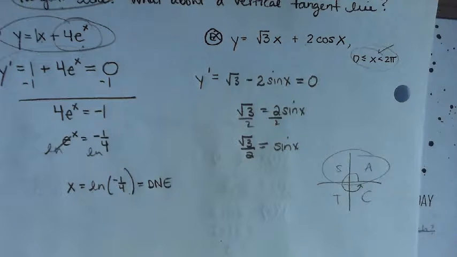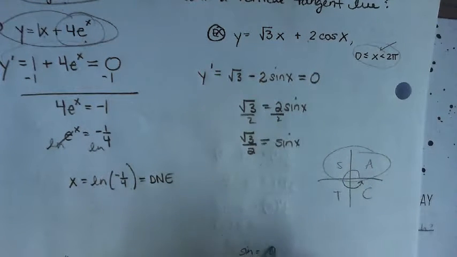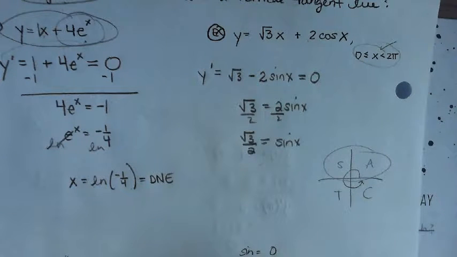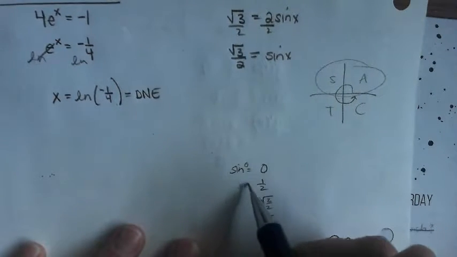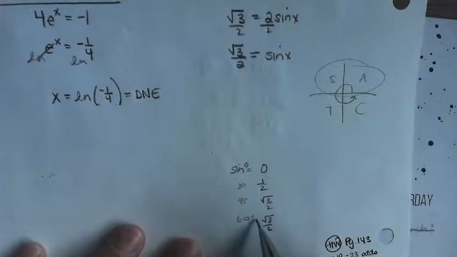Root 3 over 2. So sine of 0 is 0. Sine of 30 is 1/2. Sine of 45 is root 2 over 2. Sine of 60 is root 3 over 2. Sorry. So sine of 0, 30, 45, 60.